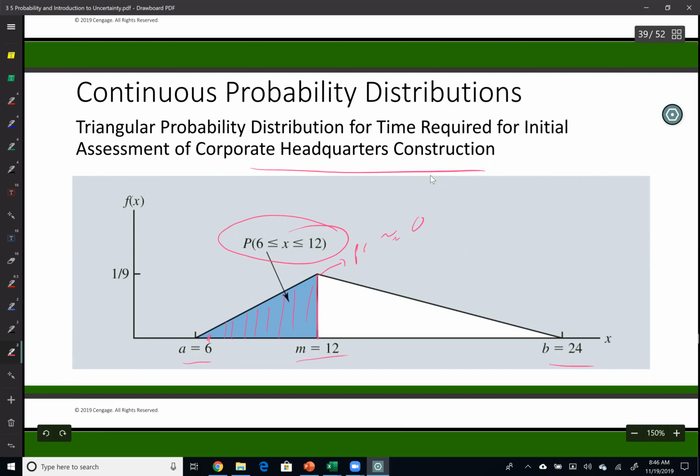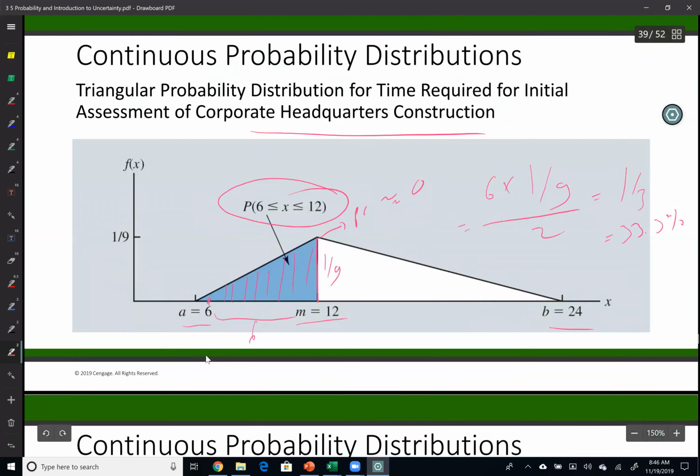Okay, so I can calculate this, which is going to be the height of this, which is 1/9, and then the length of this, 12 minus 6, which is 6. So the probability is 6 times 1/9 divided by 2. That will be the probability of that area, which will give you 3/9, which is 1/3, which is 33%. Okay, that's the chance of finishing this project between 6 to 12 weeks.